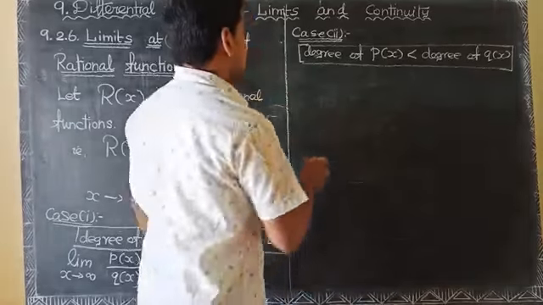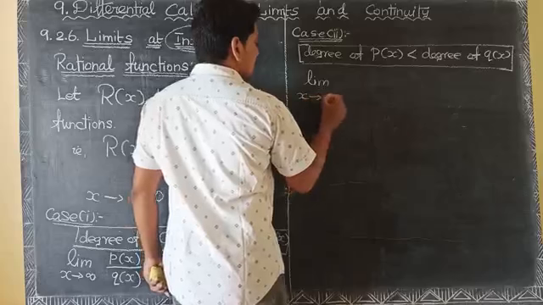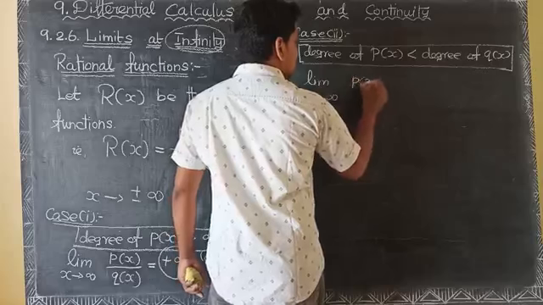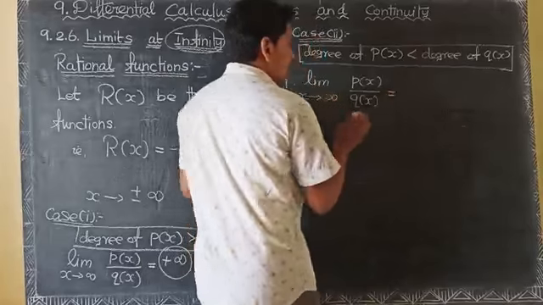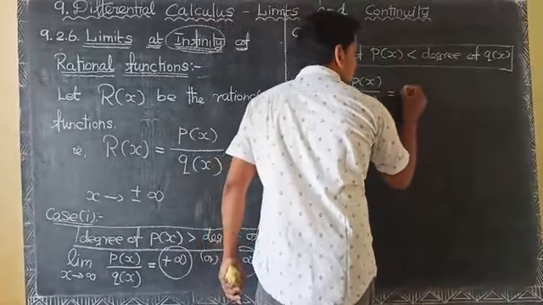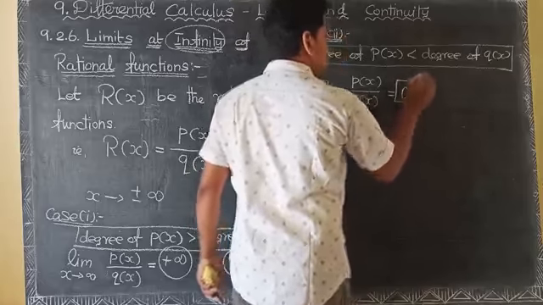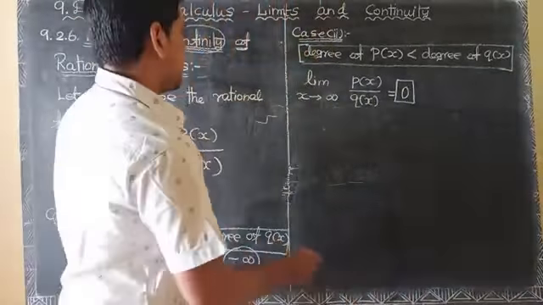then the limit as x approaches plus or minus infinity of p of x divided by q of x, the function approaches 0. The value is 0. Next, discuss case 3.